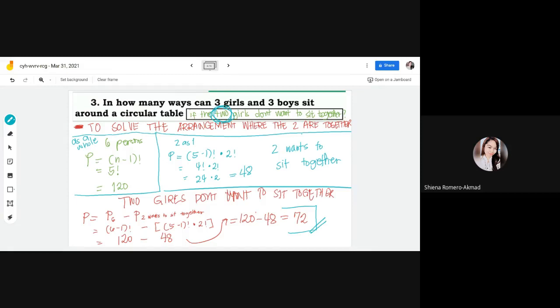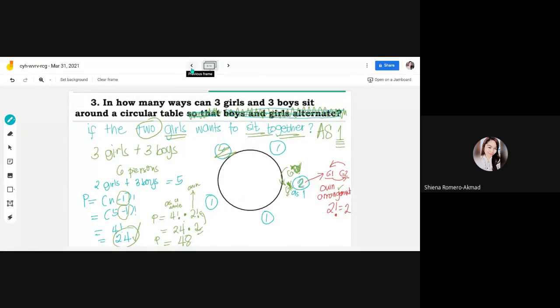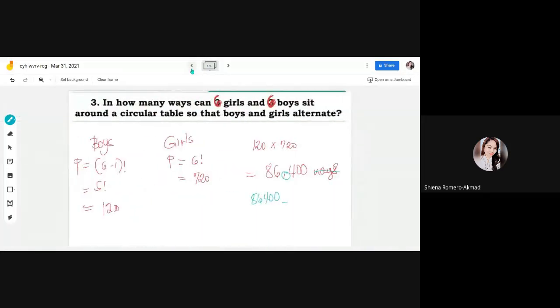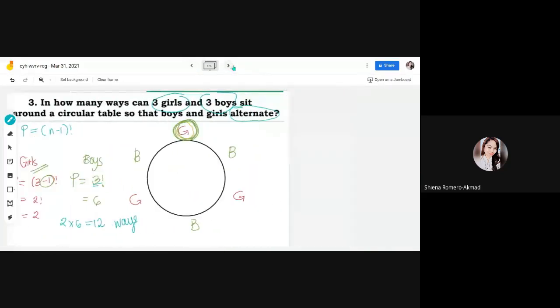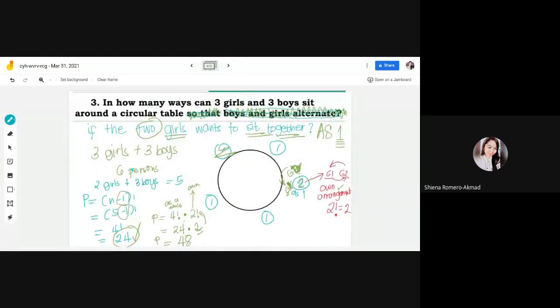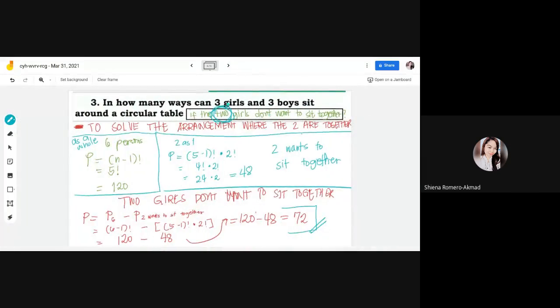So those are the situations that you may encounter regarding arrangements of people around the table. Pwedeng magkatabi sila, pwedeng they don't want to sit together, or kaya naman, pwede din naman alternate. So kapag alternate, ganito yung ginagawa. Okay? Pag gusto nilang magkatabi, ganito po yung gagawin ninyo. And if they don't want to sit together, ito po.